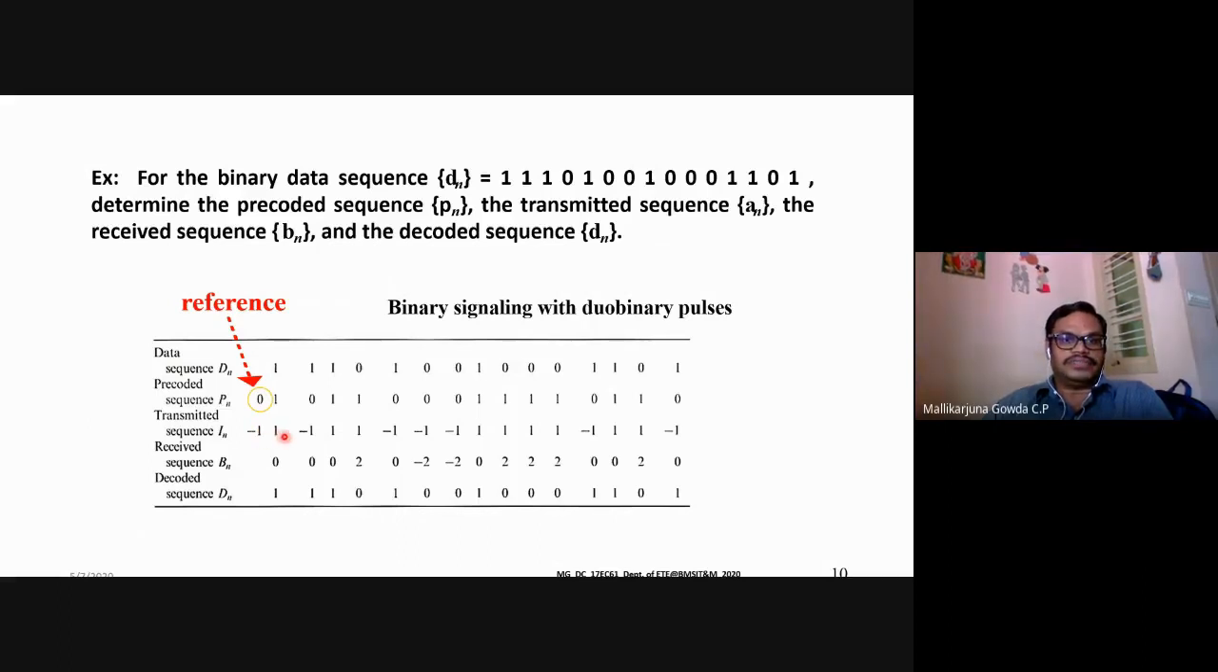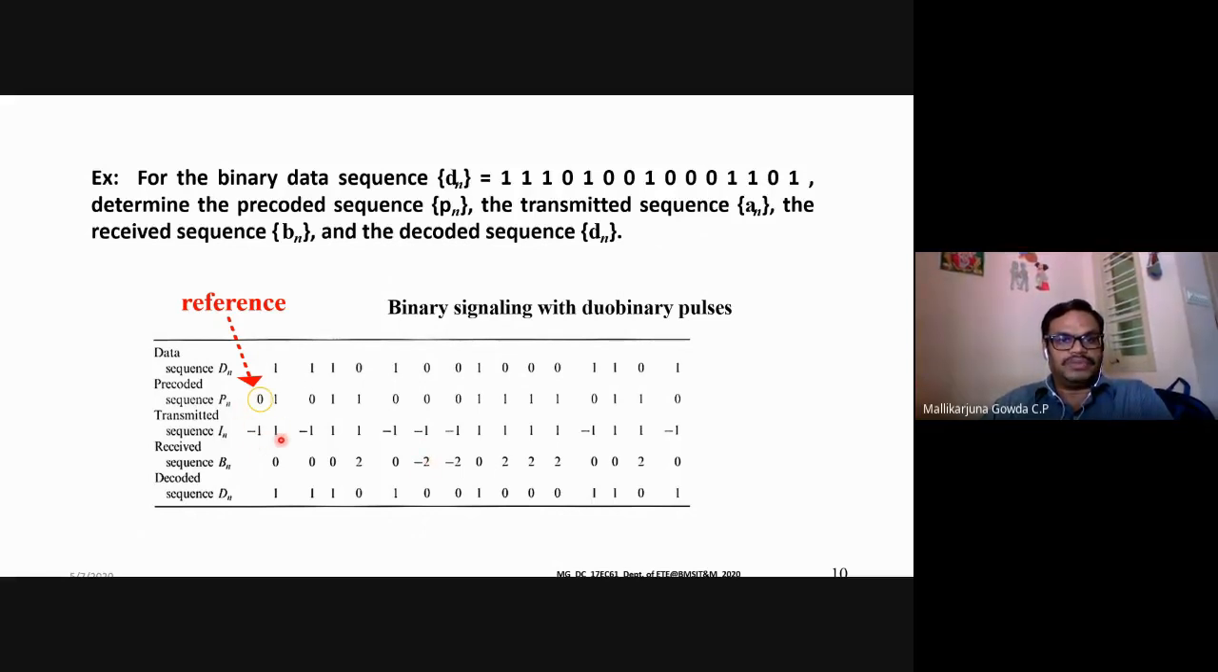So this plus this means -1 plus 1 will be 0, right? Then 1 minus 1, it will be 0. Then -1 plus 1, it will be 0. Then 1 plus 1, it will be 2. Then 1 minus 1, it will be 0, right? So -1 minus 1, it will be -2. Means we need to add up these two. This is the present and previous, right?